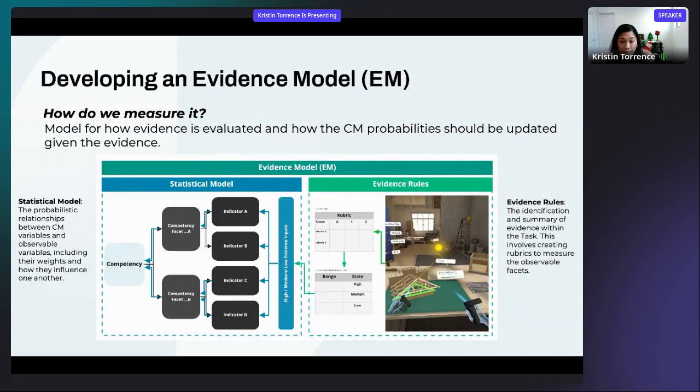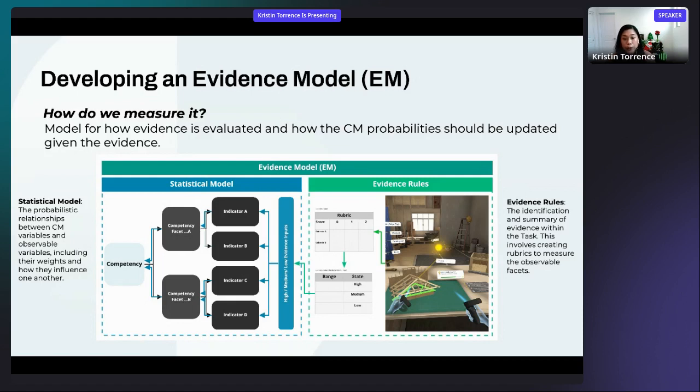Then there's developing an evidence model. The evidence model, again, is really the true bridge between the gameplay experience and the competency model. It's made up of two different models: the statistical model, which interacts with the competency model, and the evidence rules, which interacts with the task model. The statistical model, again, is a model of the probabilistic relationships between competency model variables and the observable variables. And the evidence rules is really the creation of rubrics to measure the observable facets and then classifying their levels of performance.